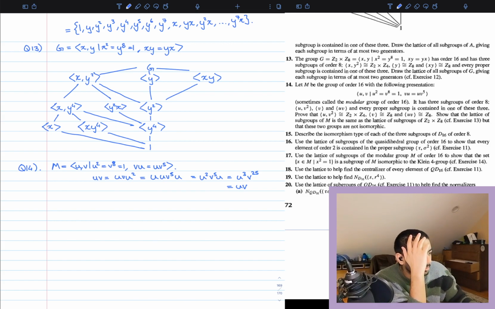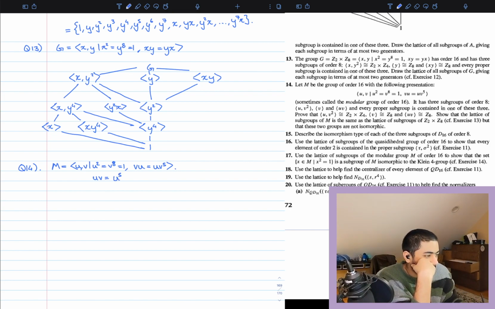God damn it, that didn't help me at all. I knew already that this was UV. Right, so what do I want to do? I want to bring V to the left-hand side. How do I do that? I know. UV is the same thing as U to the 5V because I've multiplied on the left by U squared, but U squared is 1. So these two are the same.